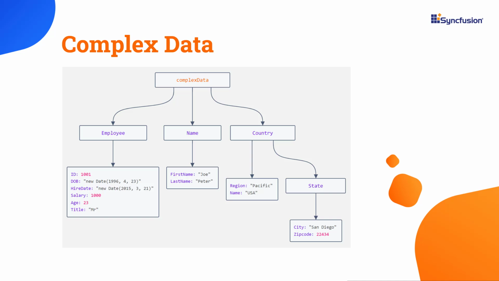This is my complex data, which has the employee, name, and country in the first level. The employee data contains details such as ID, date of birth, hire date, and so on. The name data includes first name and last name details. The country data contains region, country name, and state, which is further classified based on city and zip code. Let me show you how to bind this.